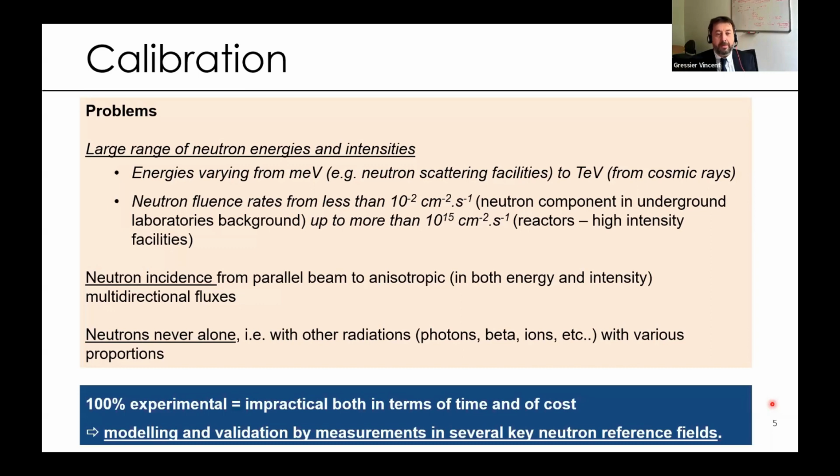So that's why what is used today in neutron metrology is that we use models, and we validate these models and these instruments, these modeling instruments, through a few key neutron reference fields and make extrapolation and interpolation between those.